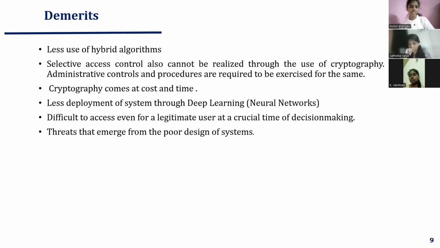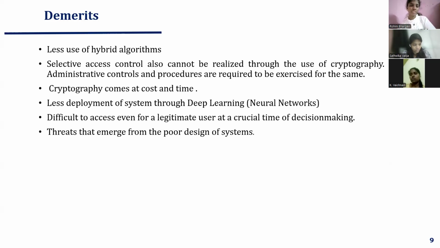Using the drawbacks of this system, we have improved this project. The demerits of the cryptographic techniques are less use of hybrid algorithms. Selective access control also cannot be realized through the use of cryptography. Administrative controls and procedures are required to be exercised for the same. Cryptography comes at cost and time, with less deployment of systems through deep learning neural networks, it is difficult to access even for a legitimate user at a crucial time of decision making, and there are threats that emerge from poor design of the systems.